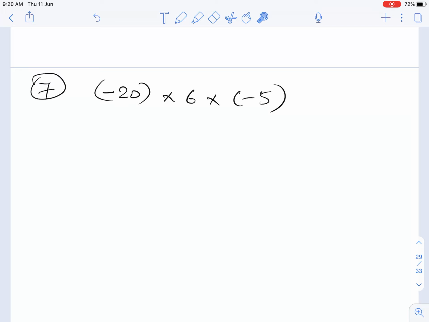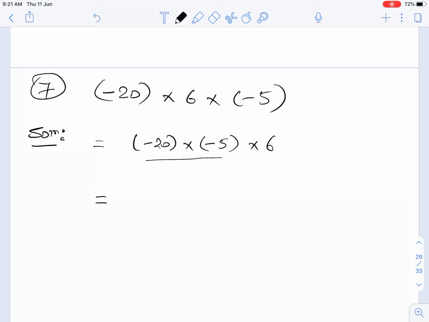In the commutative property we have learned that during multiplication, even if we change the position of the numbers, the answer remains the same. So here also, as per our convenience, we can move this one and find the answer. So solution equals to, I will bring this minus 5 over here. So we will get minus 20 into minus 5 into 6. What we have done is a rearrangement.